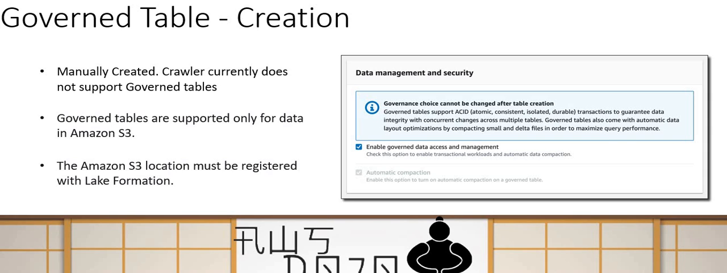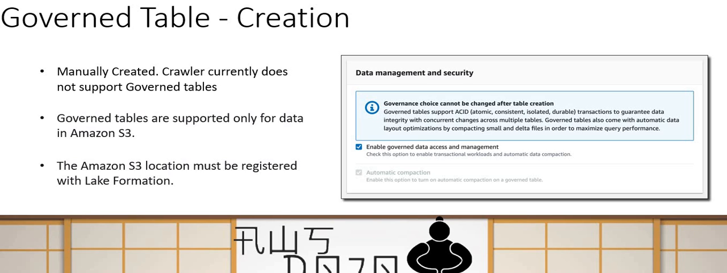Now, there are a couple of things which are very important. Governed tables have a lot of ifs and buts. I will say simply go and search, look into AWS documentation. But three very important things which I want to share over here. First, governed tables are manually created. So you cannot use a crawler to create a catalog table. If you want to catalog a governed table, you have to manually create it. You cannot use a crawler. That's the first thing.